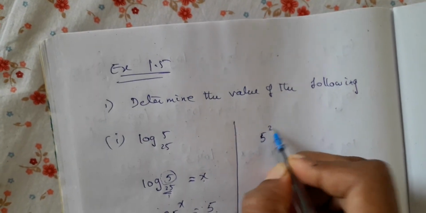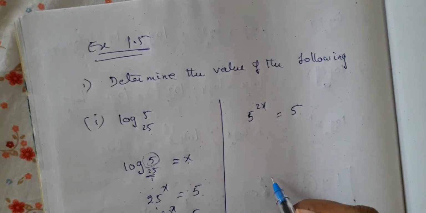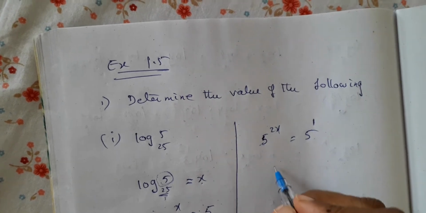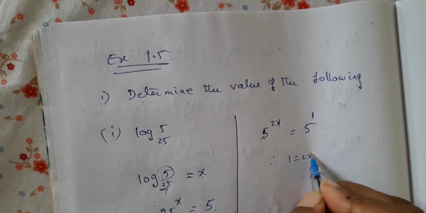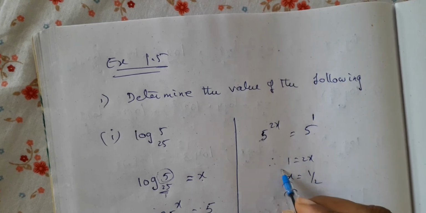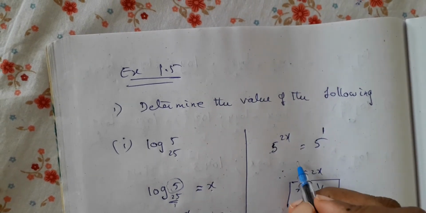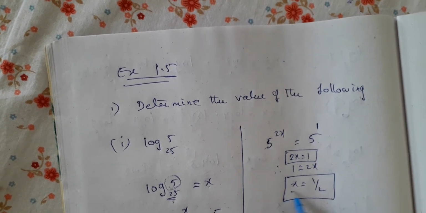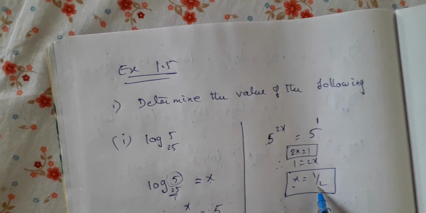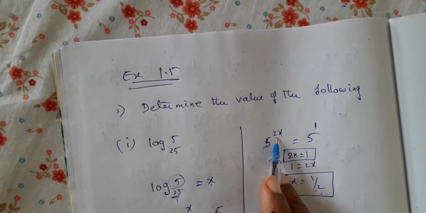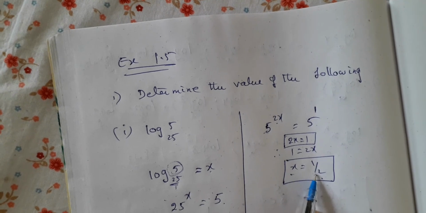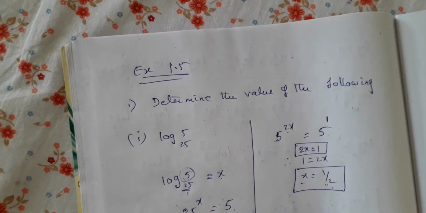Okay, right. So now 5 power 2x is equal to 5. Since the bases are the same, the power here is 1, so 1 is equal to 2x, or x is equal to 1 by 2. Therefore 2x is equal to 1, or x is equal to 1 by 2. So what is the value of x? It is 1 by 2.